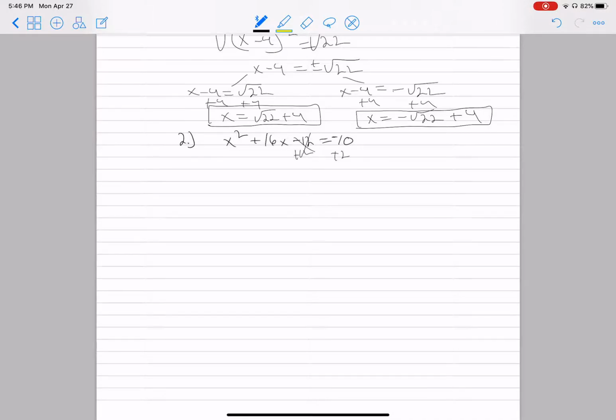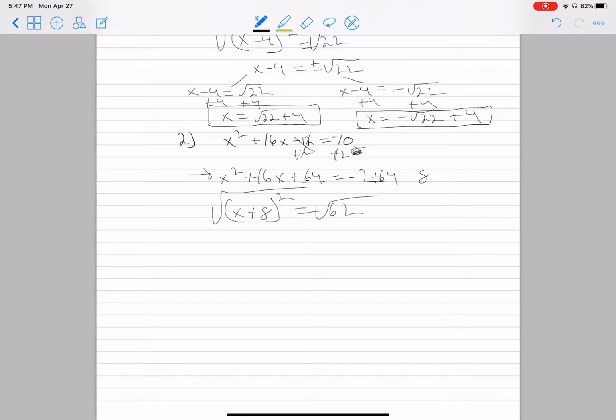Plus 12, plus 12. X squared plus 16x plus blank equals negative 2. All right, that's good. 16 cut in half is 8. 8 squared is 64. So this becomes plus 64 on both sides. This is a perfect square that we just created. X plus 8 squared equals 62. And I'm back in the mix.